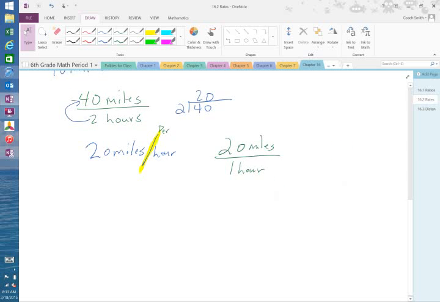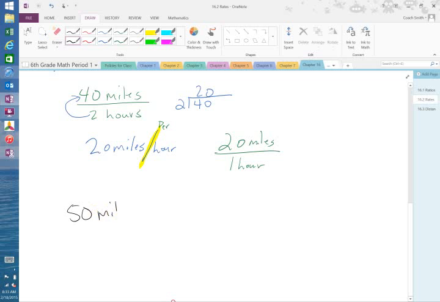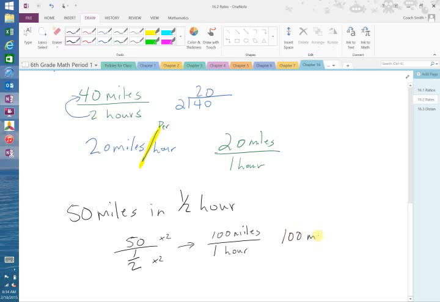Let's say we went 50 miles in 1/2 hour. Now, your unit rate is always over 1. So this would be 50 over 1/2. Well, I want it to be 50 over 1. So what do I have to do to 1/2? What do I multiply it by to make it 1? Noah? Yeah, we multiply it by 2. So we multiply by 2 to the top and the bottom so our fraction stays the same. That gives me 100 miles over 1 hour. And you can express it as 100 miles per hour.